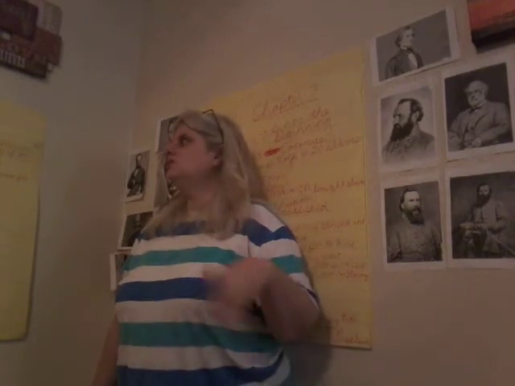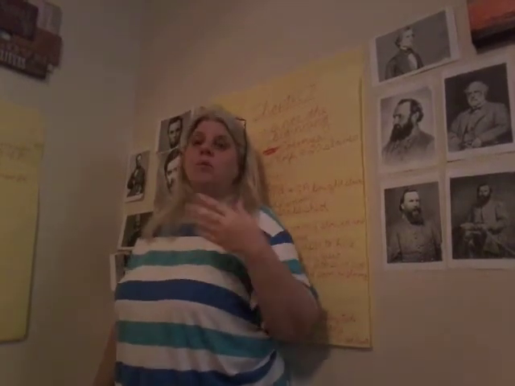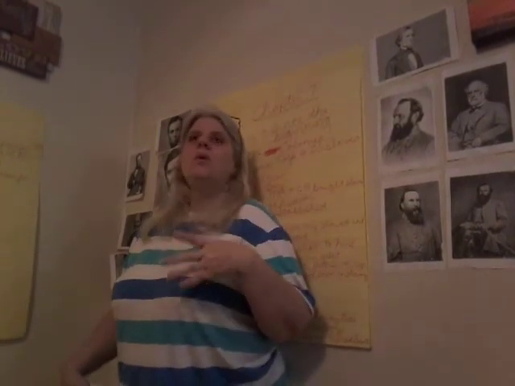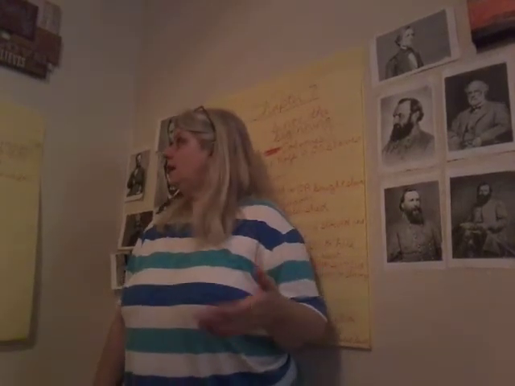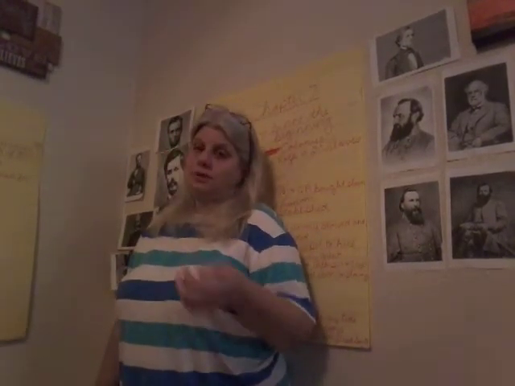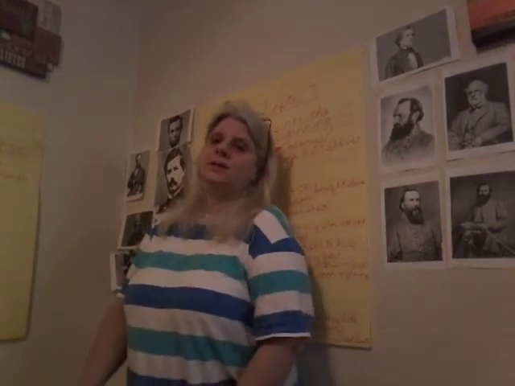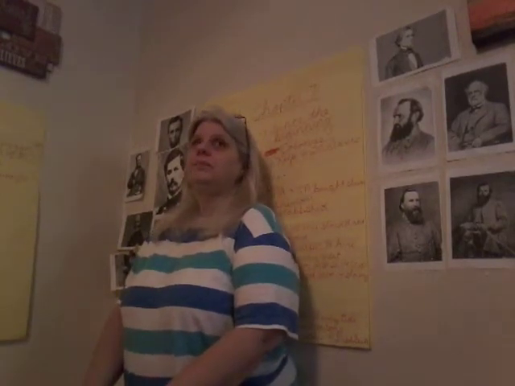All right. So Dred Scott was a man born into slavery, and he moved around with his owner. His owner's name was John Emerson. Okay. So John Emerson owned Dred Scott. Dred Scott gets married in a free state to a slave.